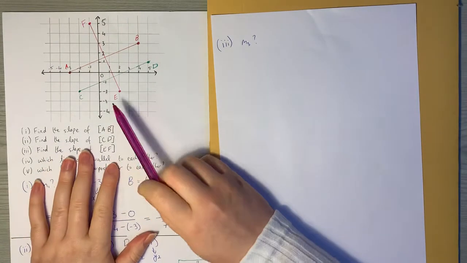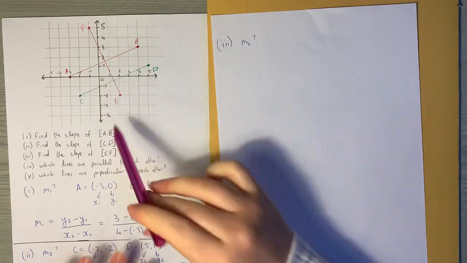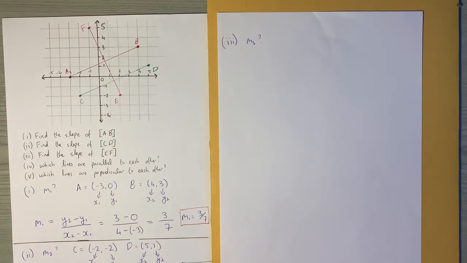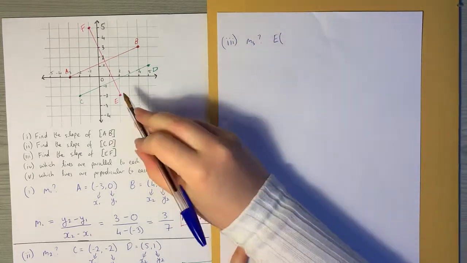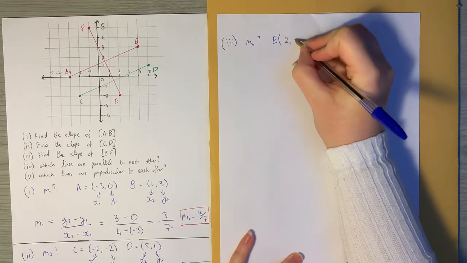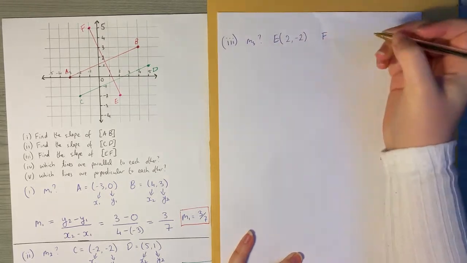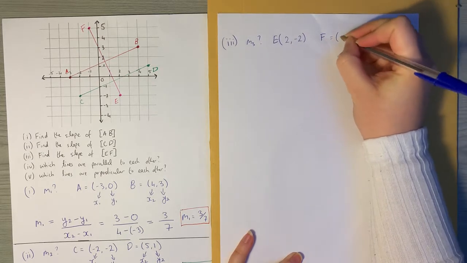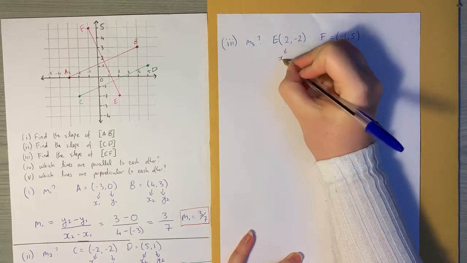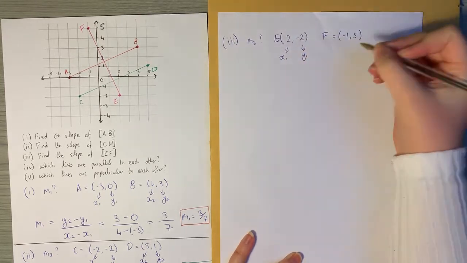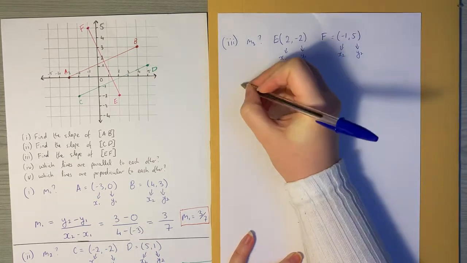Okay, and as you can see from this diagram, the slope of E to F is much steeper than A and B, so we're expecting a different answer in this case. So my point E is 2, minus 2, and my point F is minus 1, 5. So again, I'm going to label my x1 and y1 values, x2, y2, so I don't get confused when I'm subbing them in.